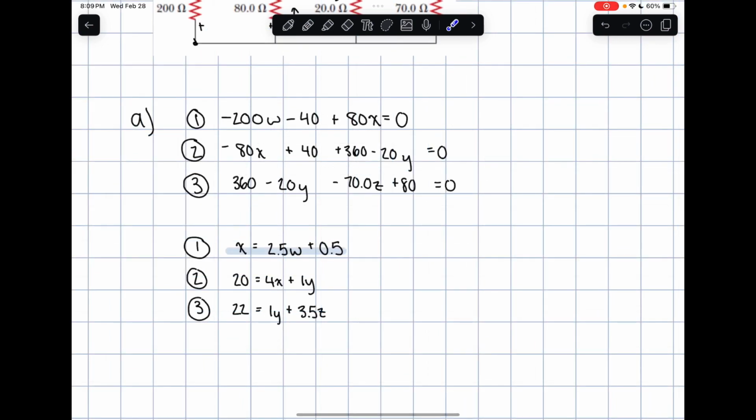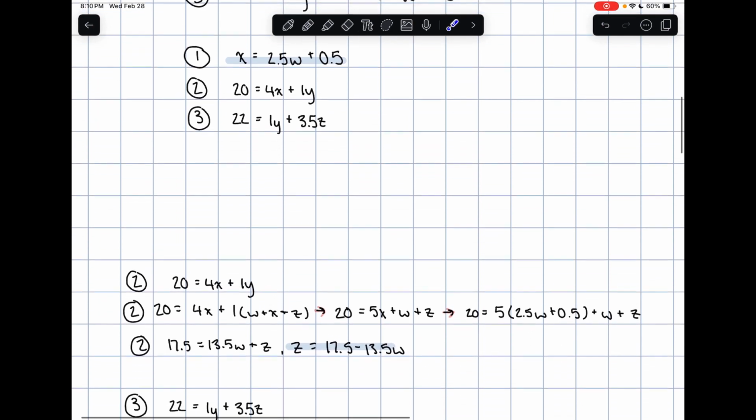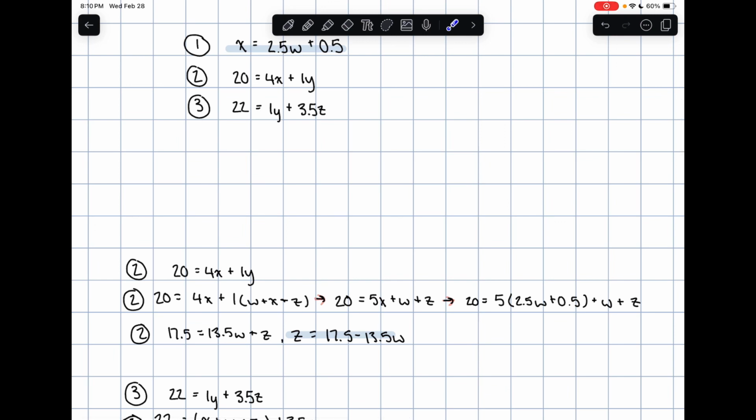Now I ask that everyone try to follow this part very closely, because we are about to brute force some algebra. So let's start with equation 2. 20 equals 4x plus 1y. First, from the junction rule, we know we can substitute in for y, giving us 20 equals 4x plus 1 times the quantity of w plus x plus z.